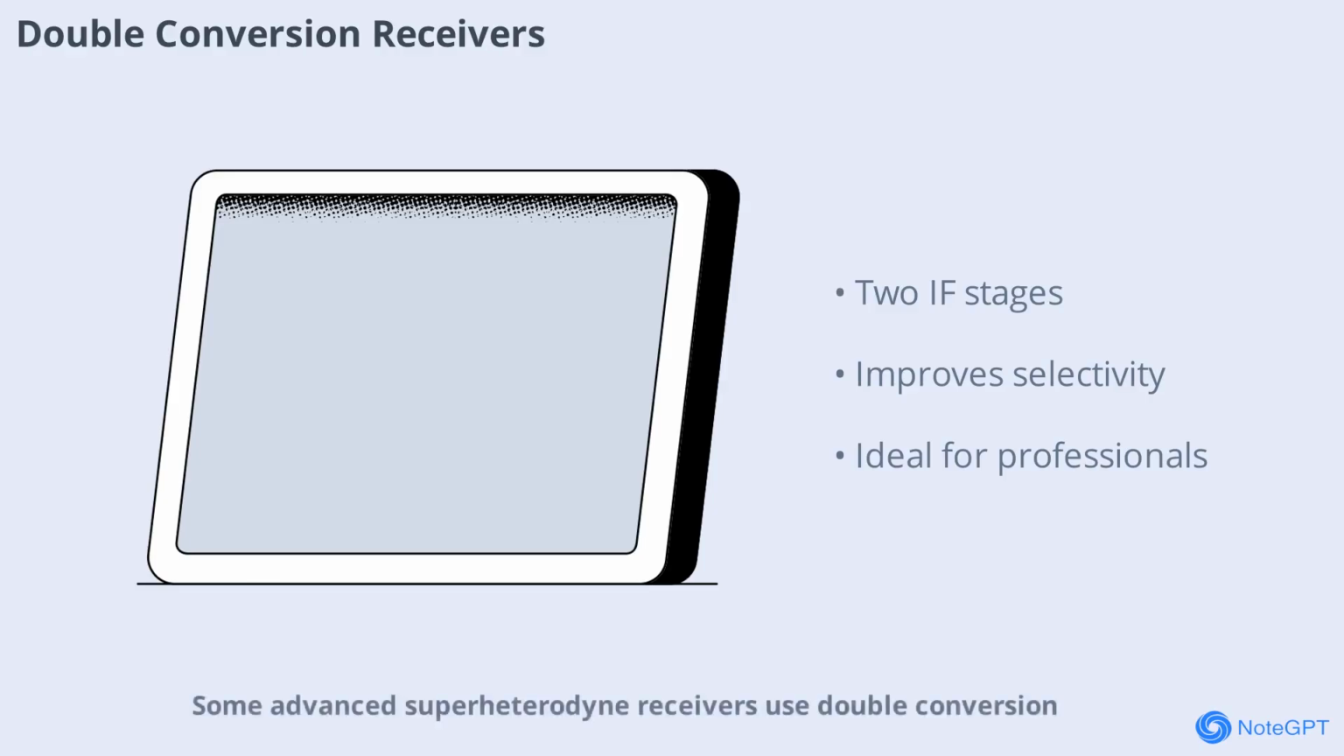Some advanced superheterodyne receivers use double conversion, where the incoming signal is converted to two different intermediate frequencies. This technique further improves selectivity and image frequency rejection, making it ideal for professional and high-performance radio equipment.